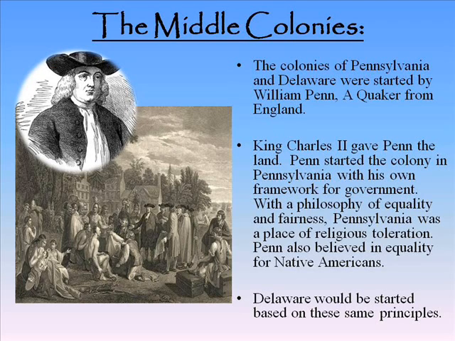Pennsylvania was a place of religious tolerance, and this was very different. People here were allowed to practice their own religion. And Penn also believed in equality for Native Americans. And again, that is something that was not a widely held common thought. Delaware would be started based on these same principles.